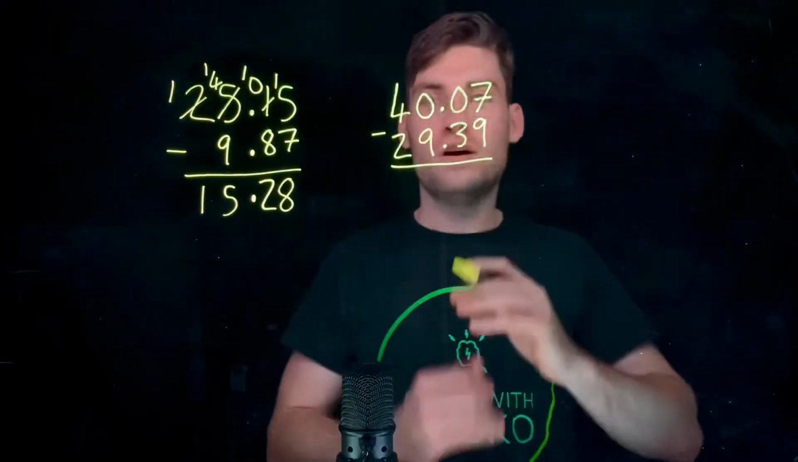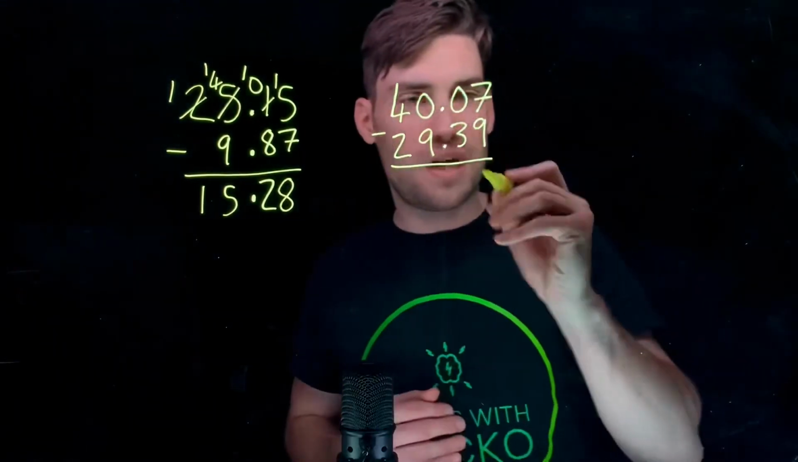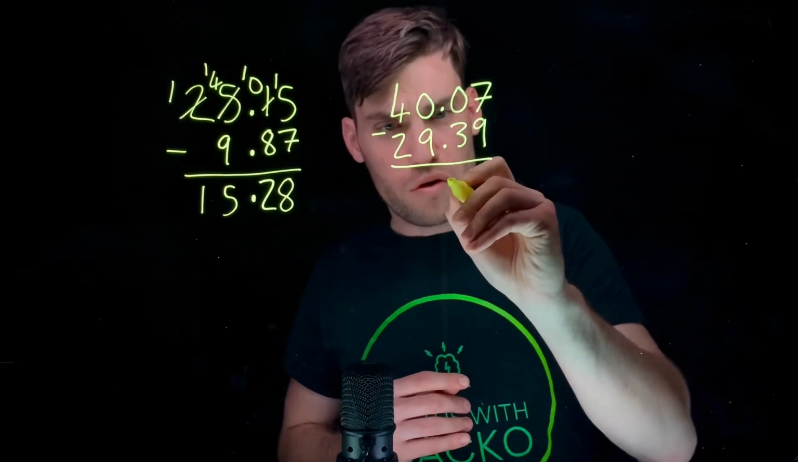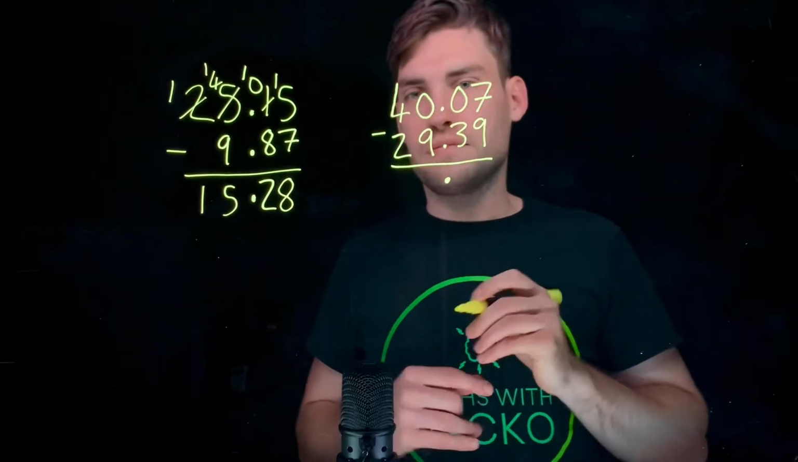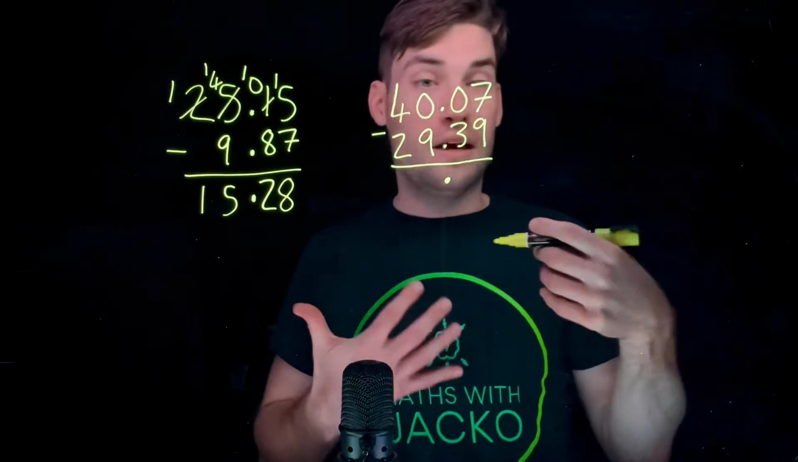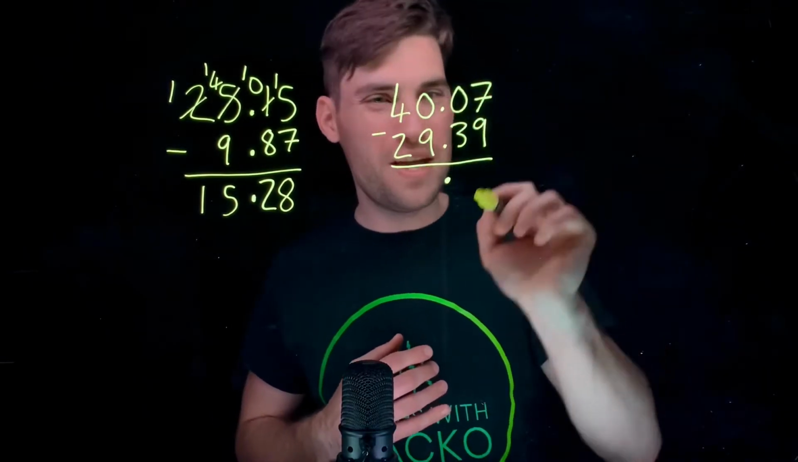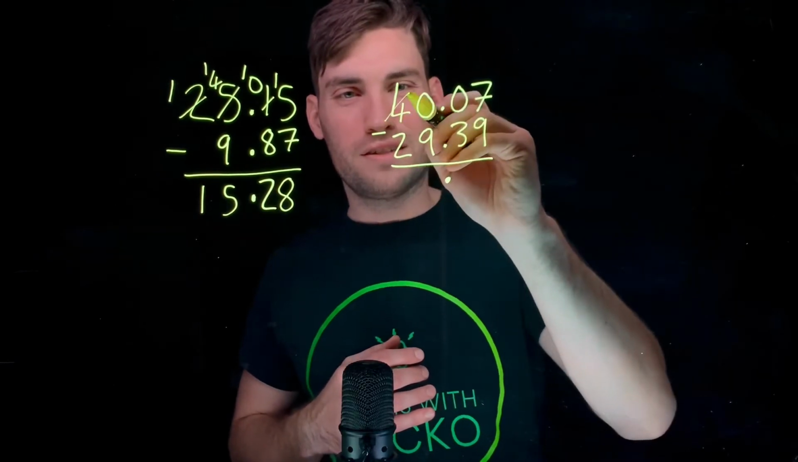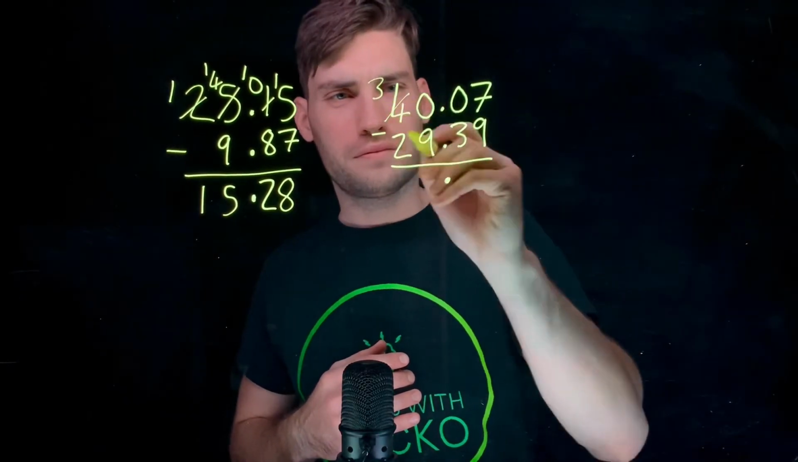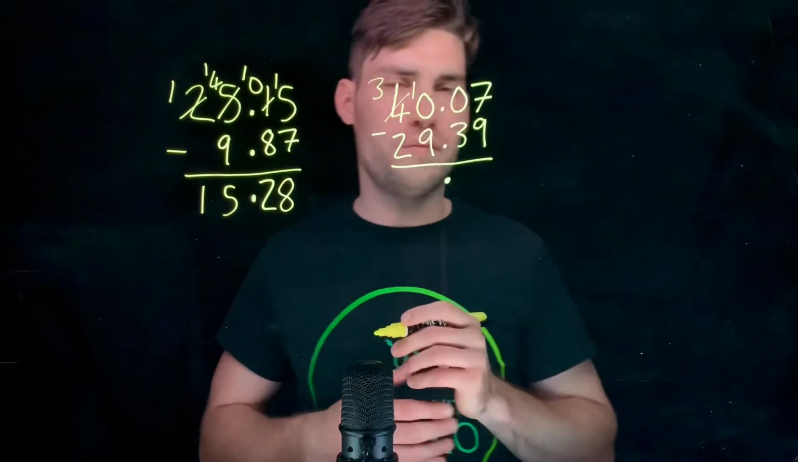Right, over to this one. 7 subtract 9. If you want to, just so you don't forget the decimal point, you can just put that there. That way you're not going to forget it. 7 subtract 9, can't do that. Can't borrow from here, can't borrow from here. So it's 4 becomes a 3. And now you can borrow from there.